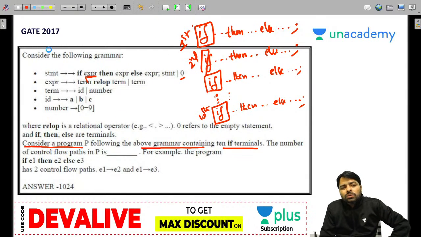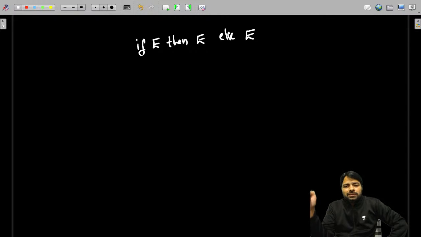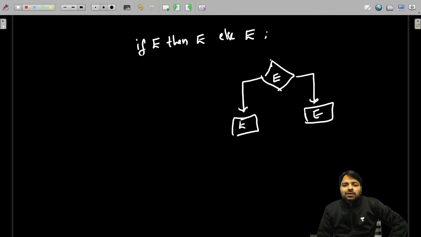Most of you should know how if then else works. If E then some statement else some statement. E means some condition. Tell me how this flow happens. E comes and E will decide to go to some statement, else you come here, you will go to another statement, right? Let's write E1, E2, E3. So this is E2, this is E3 and E1 is your condition.